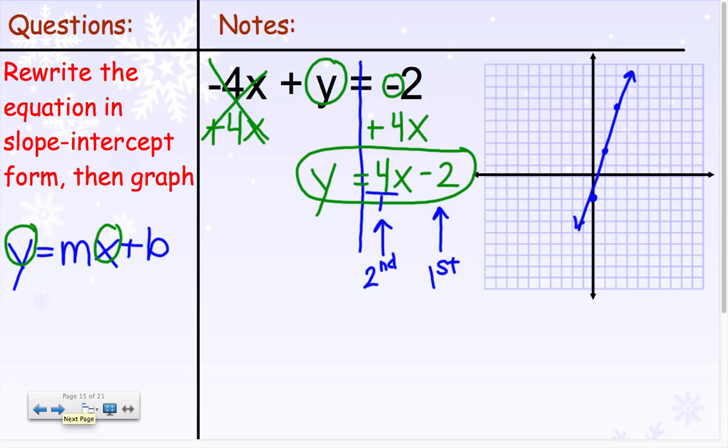If you're confused about how I got the dots, this right here was my negative 2. That was my y-intercept from my equation. And then the 4 over 1, I rose 1, 2, 3, 4, ran 1. So there's how I made my triangles.